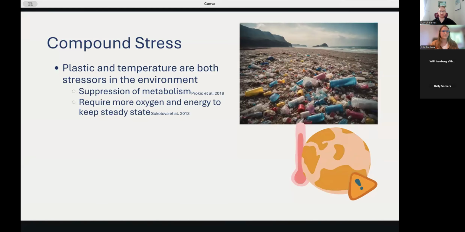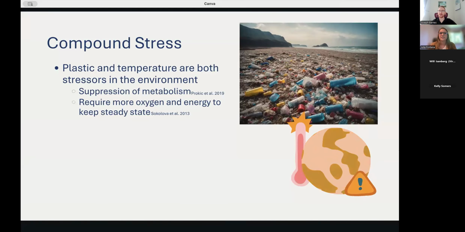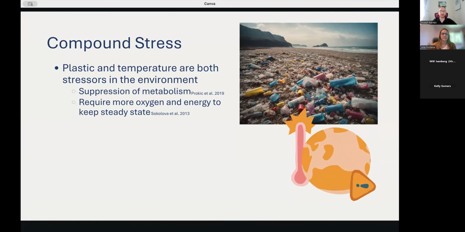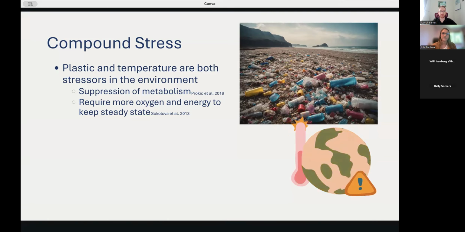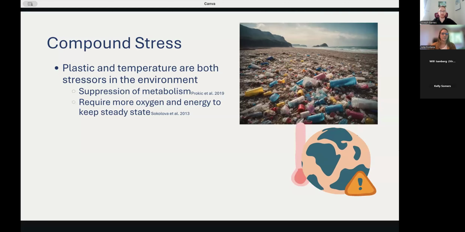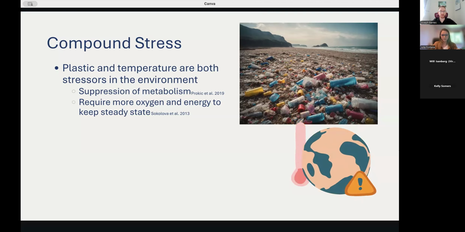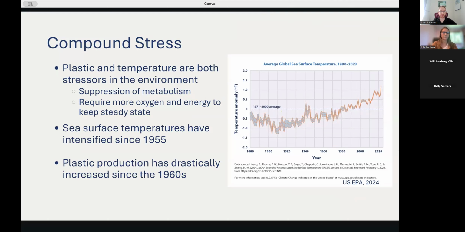There we go. So when we came up with this idea, we were thinking of this idea of compound stress. Plastics and temperature both act as stressors on the environment. We know that they can suppress the metabolism of organisms, and we know that in aerobic organisms especially, they end up requiring more oxygen and energy to keep steady state at higher temperatures and plastic concentrations. And unfortunately, we all pretty much know that sea surface temperatures and plastic production are continuing to increase and have been increasing since about the 60s.